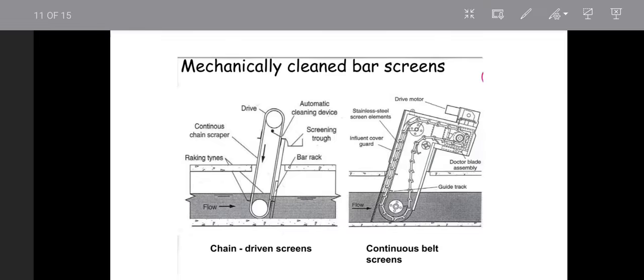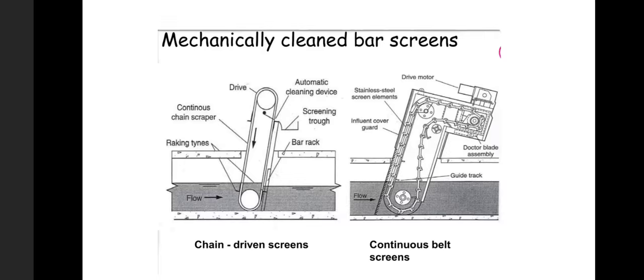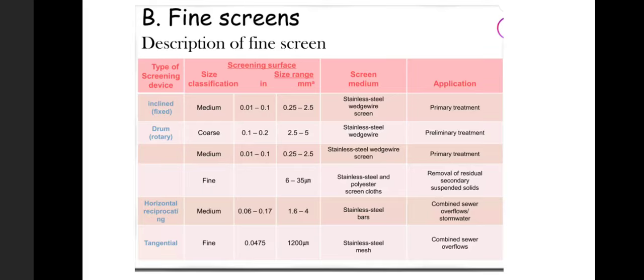So in the last class, we discussed how the screening is cleaned mechanically, and two mechanical types of coarse screen cleaning methods. Next we will be coming to the fine screens. Before entering into the fine screens, we must categorize the size of the fine screens so that we can easily adapt what kind of fine screens to use and where the application will be.